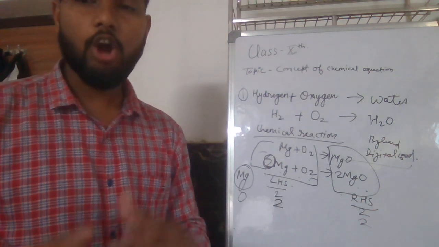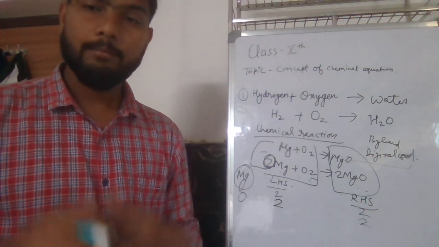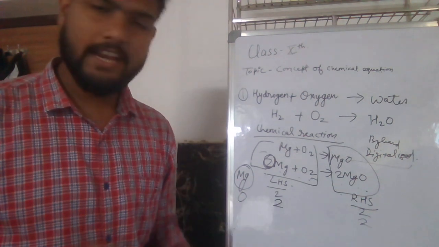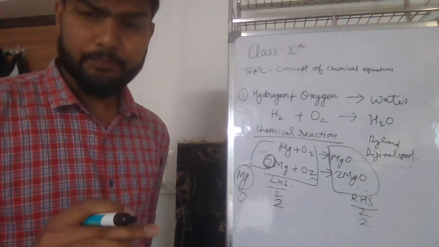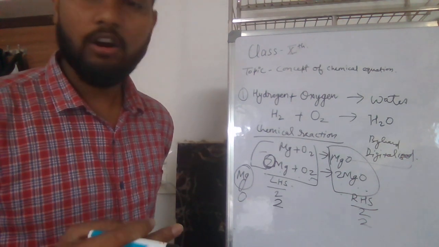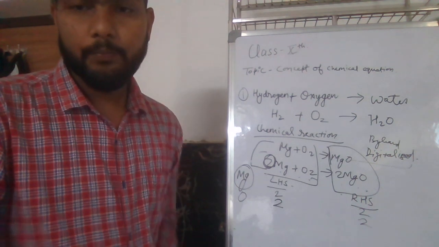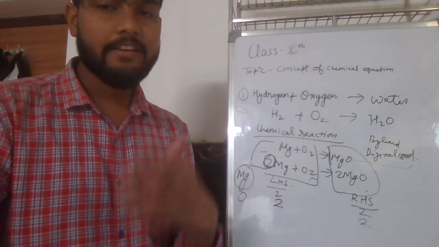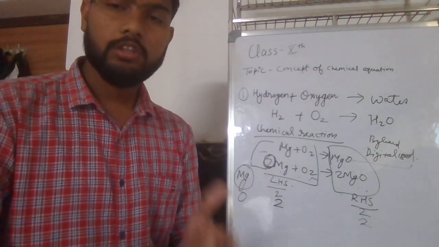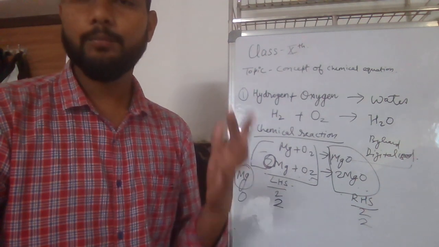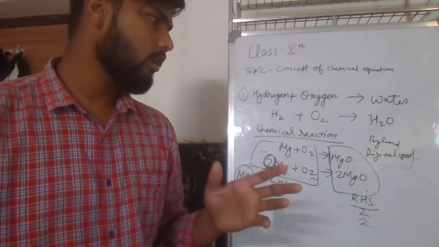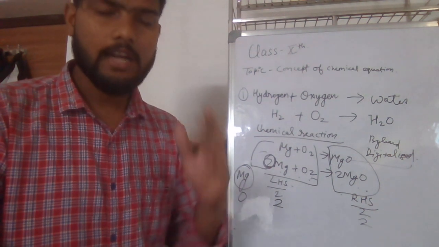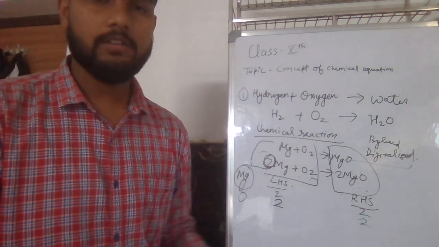According to the law of conservation of mass, mass can neither be created nor destroyed in a chemical reaction. To obey this law, the total mass of the elements present in the reactants must be equal to the total mass of the elements present in the products. So this is called a balanced chemical equation. I hope everyone is clear about it.